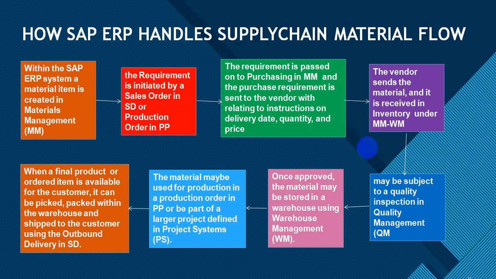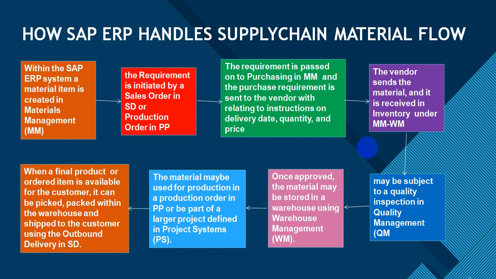The vendor, that's the next step. The vendor sends the material and it is received in inventory under materials management, warehouse management. That's WM. Now, this also optionally may be subject to quality inspection in quality management. All right, so you could have quality inspection if it is set up in the SAP system. Now, once approved, the material may be stored in a warehouse using warehouse management. Then next step, the material may be used for production in a production order, that's in production planning, or be part of a larger project defined in the project systems.